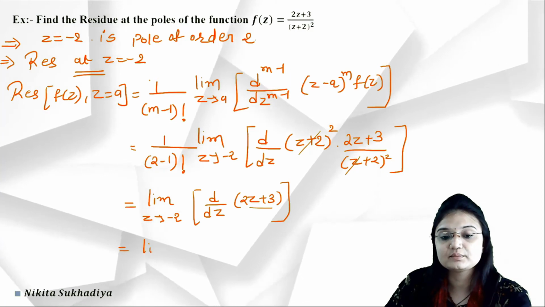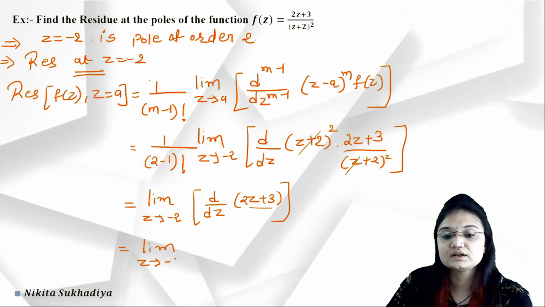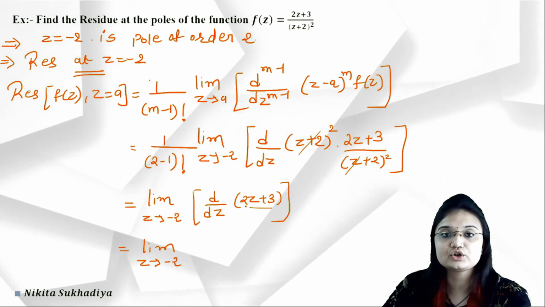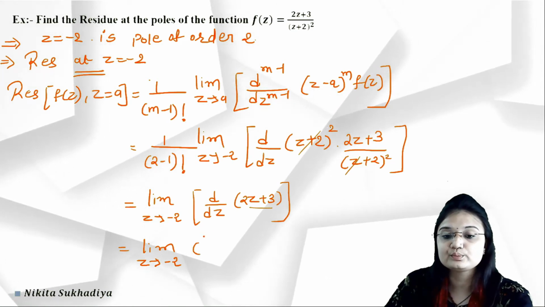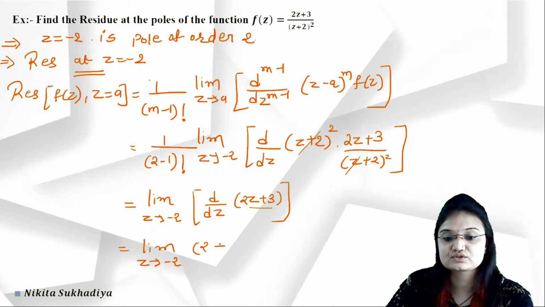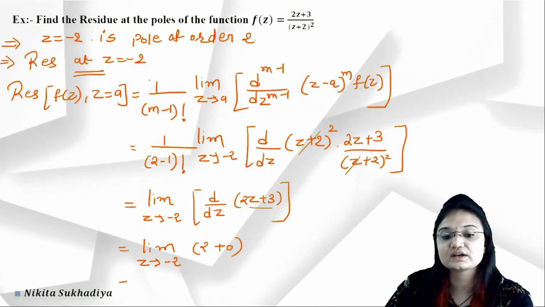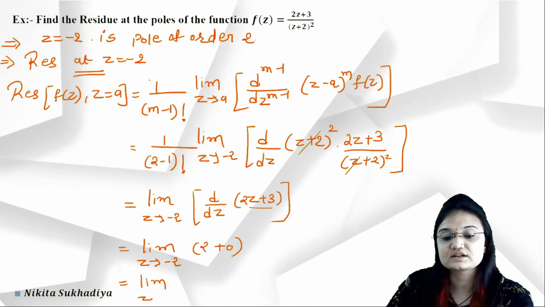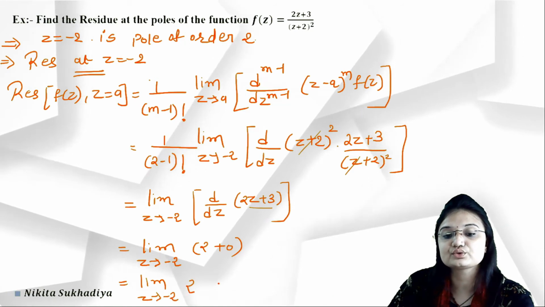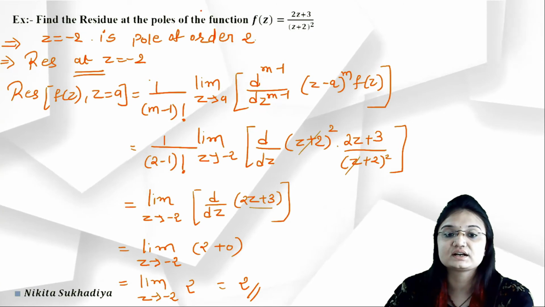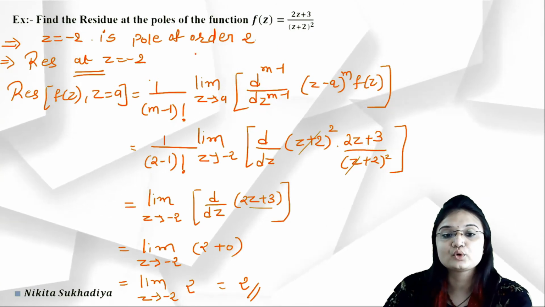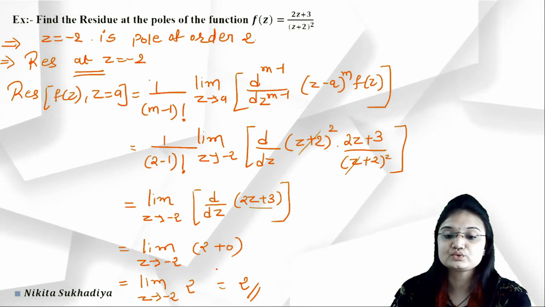So we get limit z tends to minus 2 and the derivative of 2z plus 3 with respect to z, this becomes 2 plus 0. So we get our final answer, limit z tends to minus 2 of 2, so we get 2 as the answer. Okay, so we can say that the residue at pole z equal to minus 2 is plus 2.